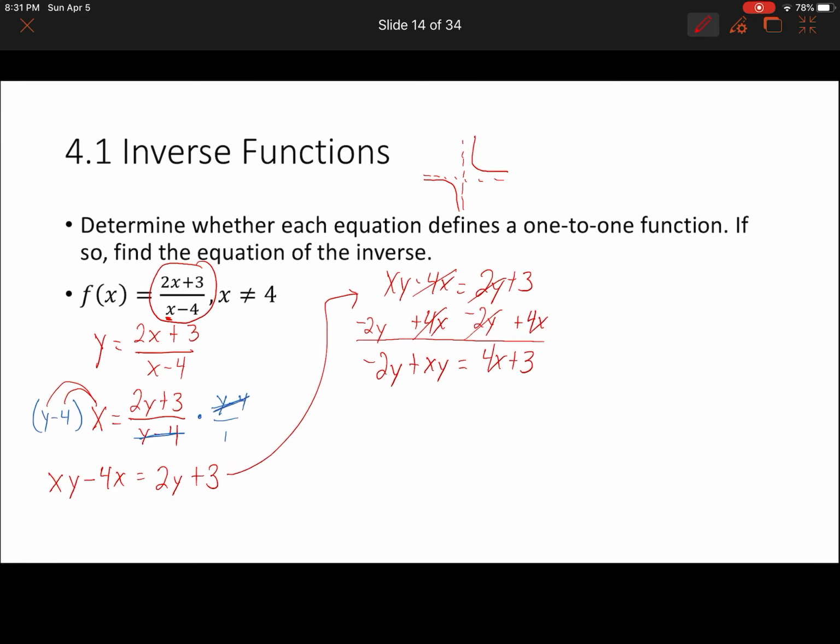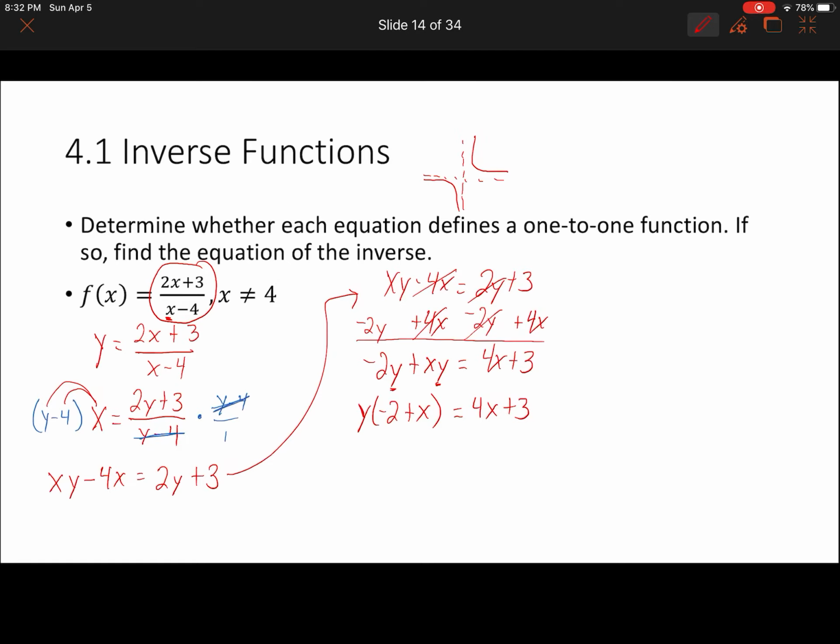Now, I still don't have y by itself, right? Negative 2y and xy aren't like terms. You can't put them together. However, both of those terms have a factor of y. And so if I can take this factor of y out and write it as y times some stuff, then I could divide and get y by itself. So if we take out the greatest common factor of y, we're going to have negative 2 plus x that's left. And that's equal to 4x plus 3.